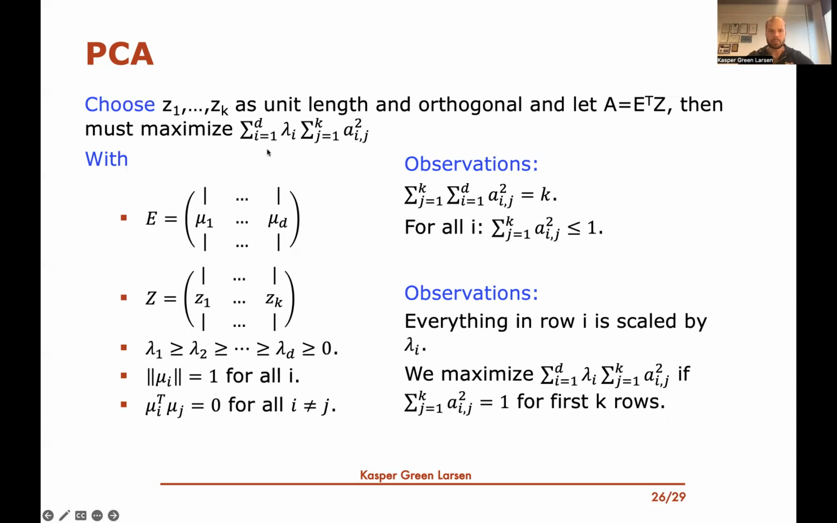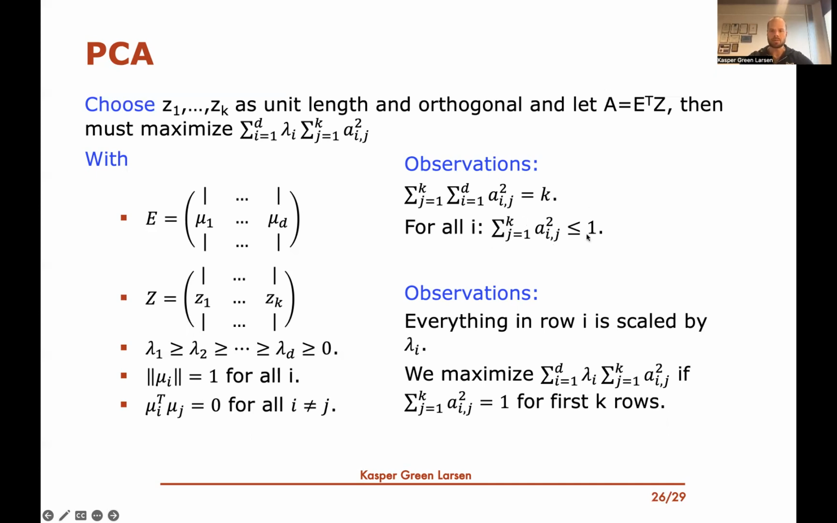If we're maximizing, if we can put a whole mass on 1, like the sum of the squares in the first row is 1, then it's going to give us the most bang for the buck, right? Because this is all multiplied by lambda 1, it's the biggest value. So if it's possible, the best we could hope for is to have all the first k rows have sum of squares equal to 1, and then 0 in all the remaining rows, right? That's the best possible, right?